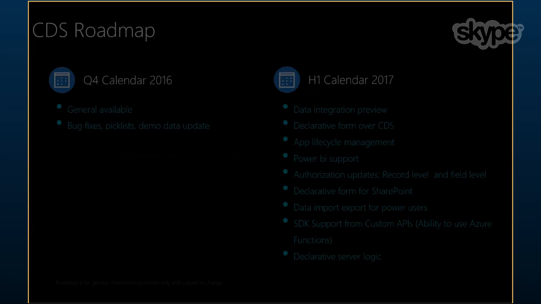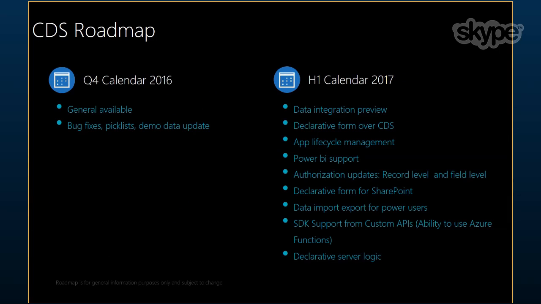Now let's go into a little bit of the CDS roadmap. As RF showed you, we have done a lot of releases, and the GA happened in November. We are also having bi-weekly updates. This is what the roadmap is. We made it generally available. We are doing bug fixes, pick lists, demo data updates. What's also planned in the next quarter or the next 6 months are some data integrations, declarative forms, Power BI support, and authorizations.